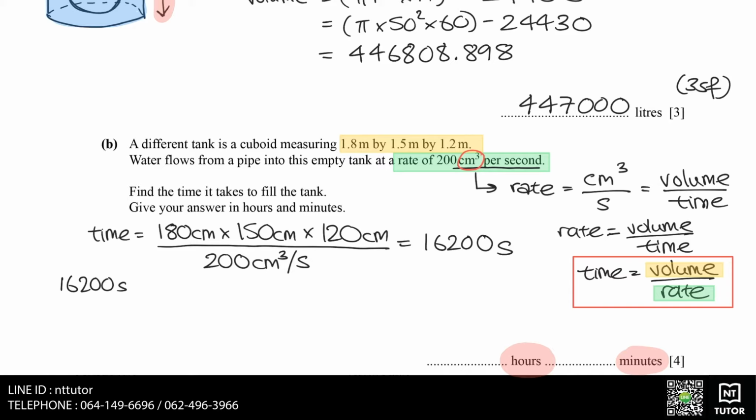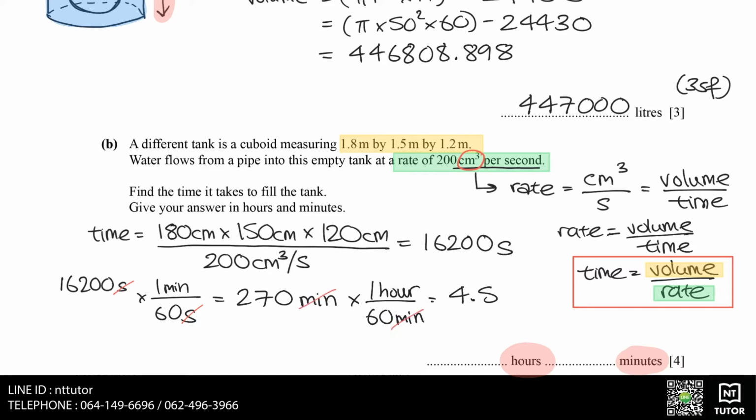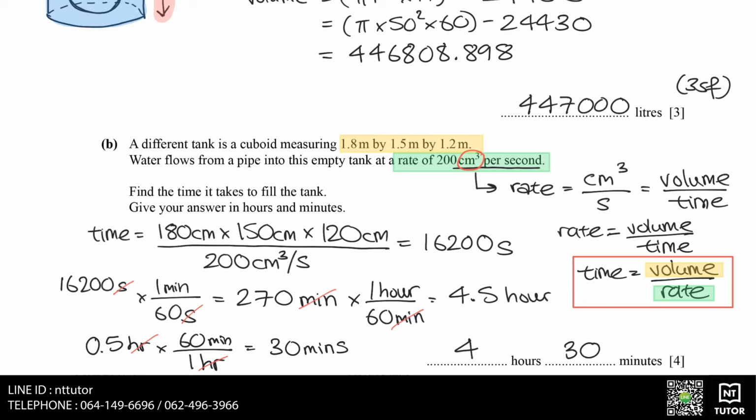16,200 seconds divided by 60 equals 270 minutes. And 270 minutes divided by 60 equals 4.5 hours. This means that we have 4 hours and a remaining 0.5 hours. We can convert the remaining 0.5 hours back into minutes by multiplying by 60, which equals 30 minutes, but you should already know that half an hour is 30 minutes.